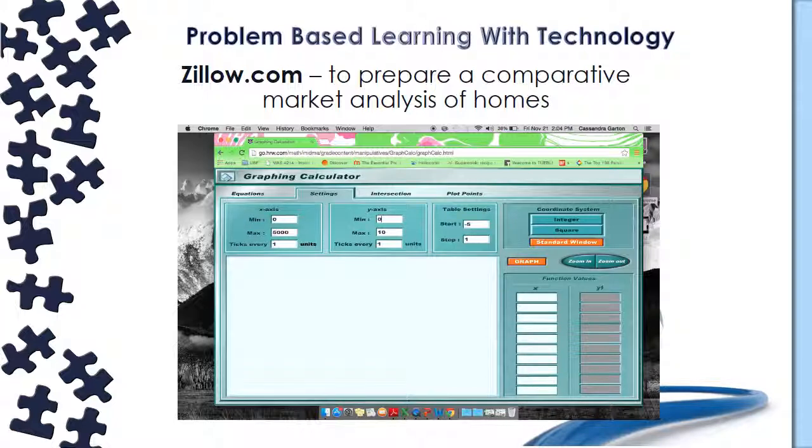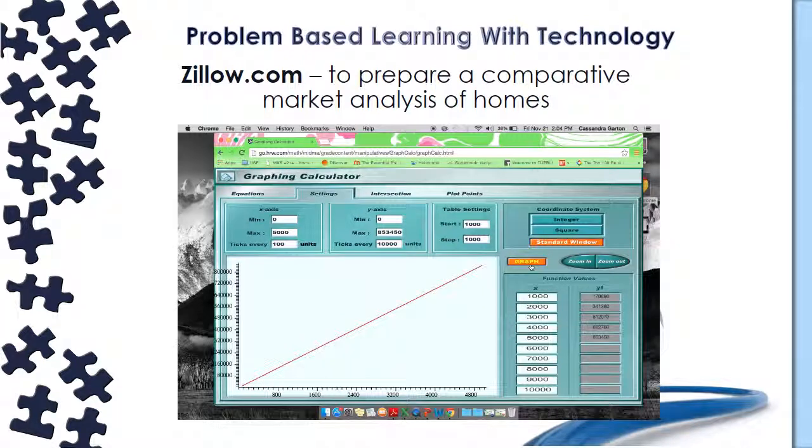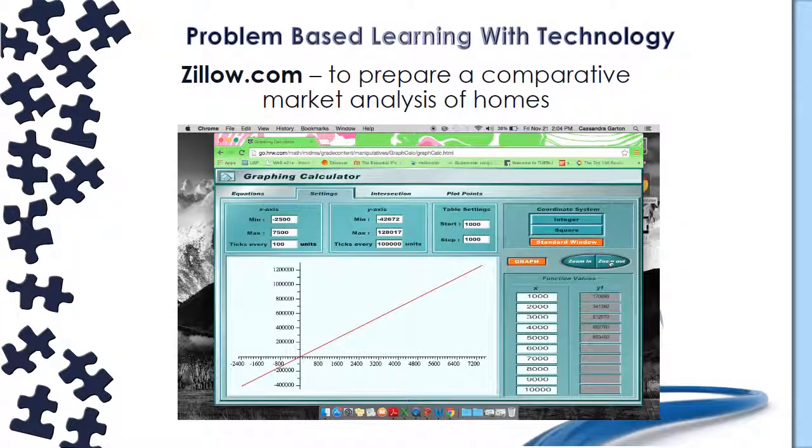This makes our y minimum 0, and our y maximum is 5,000 square feet times 170.69. So this ends up being 853,450. Our table setting is going to start at 1,000 square feet, and we're going to step up every 1,000. Once we click graph, our table will be formed over here, and our graph will be formed in this screen. We can zoom out a little to see the numbers a little bit better.